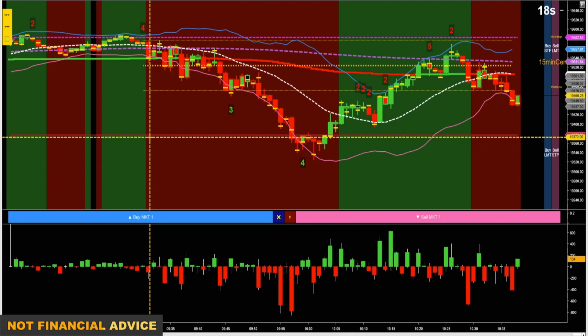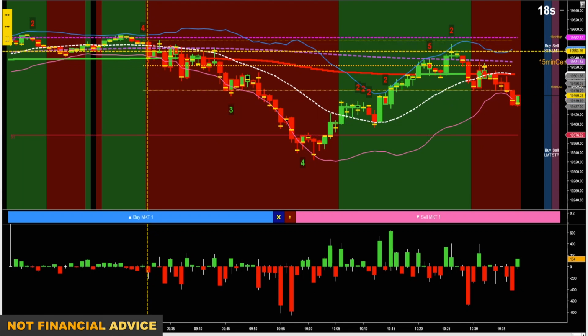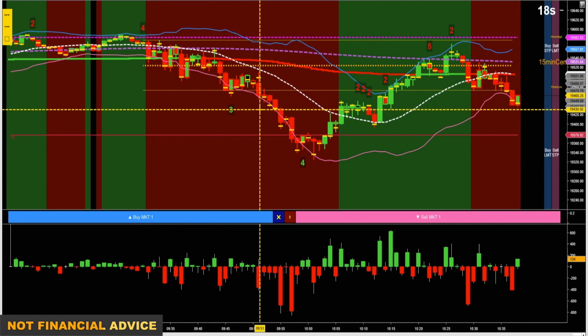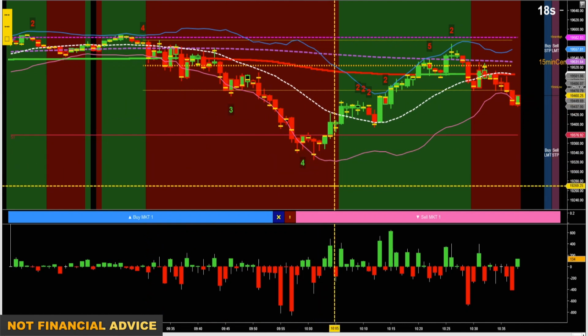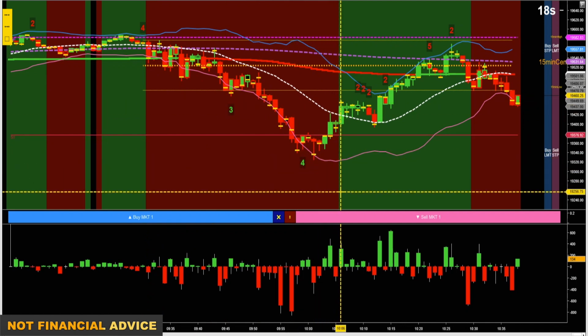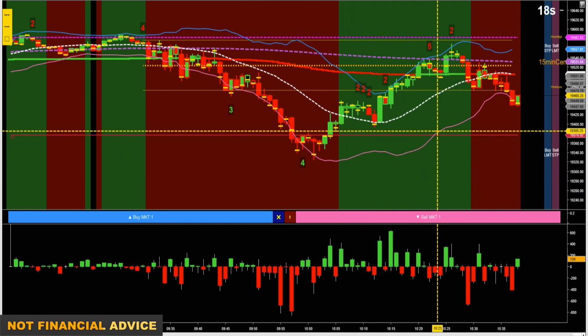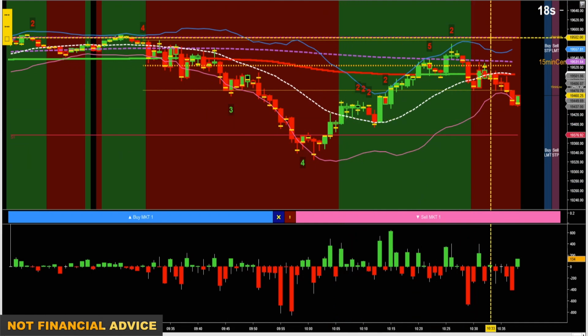So from 9:31, the first candle of the New York Open, we were red background all the way up to 10:06. Then it went green. Then at 10:30, back to red.